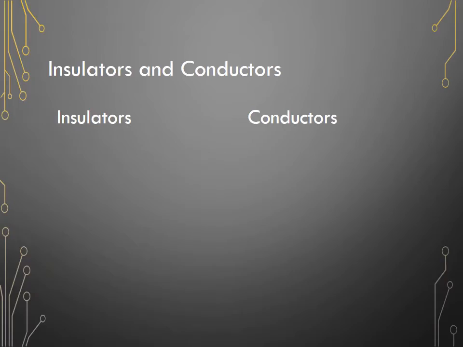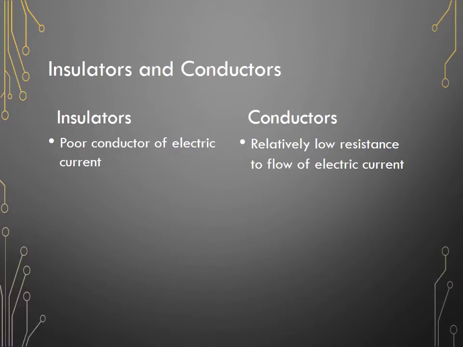Charging by friction. Let's talk about insulators and conductors. This should mostly be a review from chemistry. An insulator is a poor conductor of electric current. I know we're not there yet, but let's think about the fact that electric current is moving charges, and you have some experience with that from class.